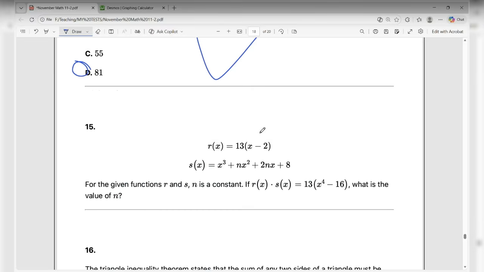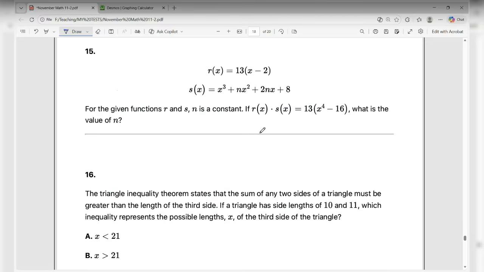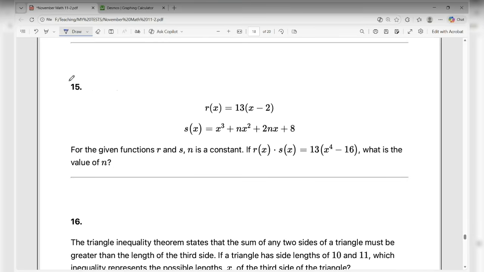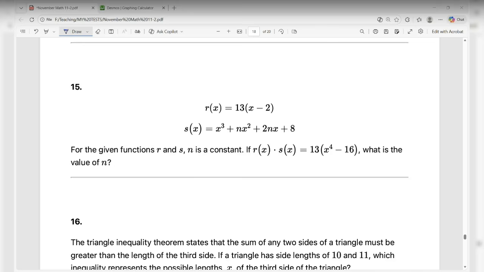Desmos. Question 15. Okay, guys, this is also Desmosable, but let's see your method. We can solve this with the Desmos. Okay, question 15. Also share your Desmos way in the comments. Maybe we can learn something new here.